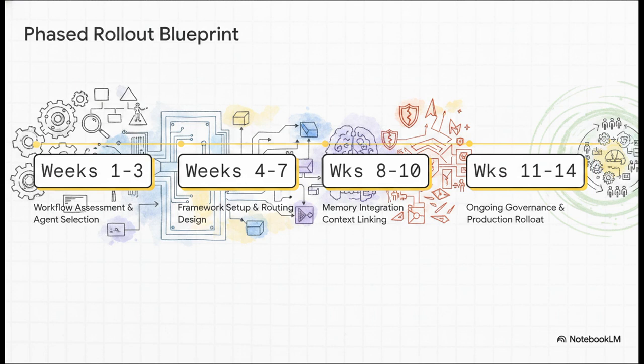So how do we take these isolated pilots and scale them up into a full, interconnected enterprise mesh? This is our phased rollout blueprint. Weeks 1 to 3, we assess the workflows and select our initial agents. Weeks 4 to 7, we set up the core framework and design the routing logic.